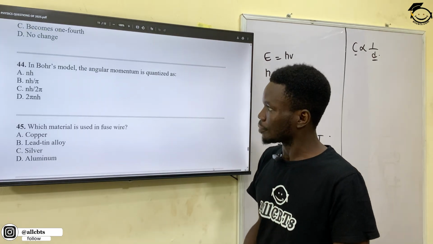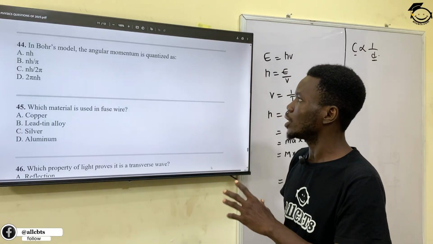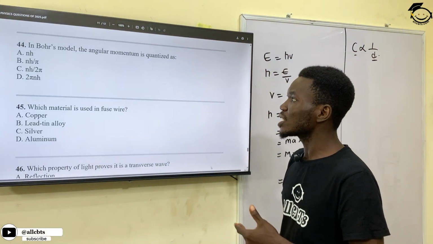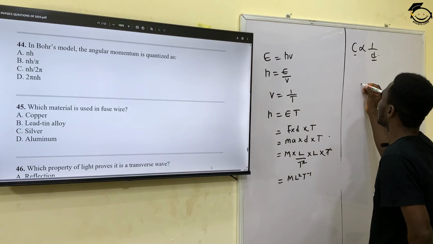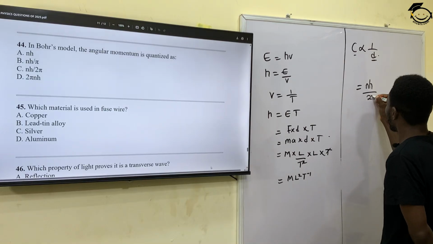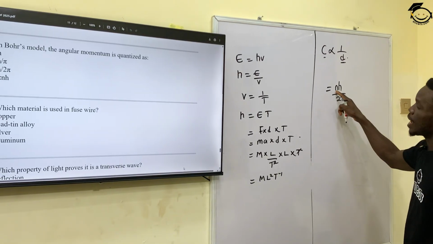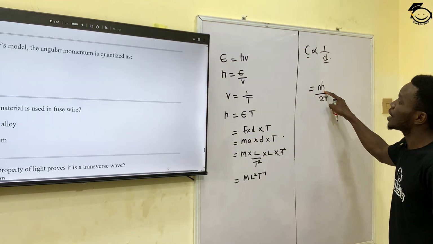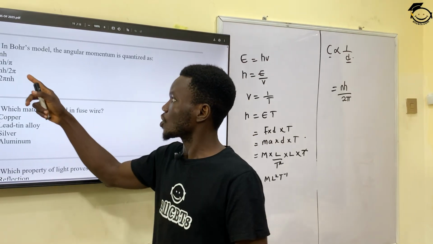Inversely proportional. So that is also question number 44, which says, in Bohr's model, the angular momentum is quantized as... they're simply asking you what is the formula for the angular momentum in Bohr's model? In Bohr's model, the angular momentum is equal to nh over 2 pi. This is the formula for calculating the angular momentum in Bohr's model, where n is representing our principal quantum number and h is representing Planck's constant. So the correct answer to this question here is option C, which is what?